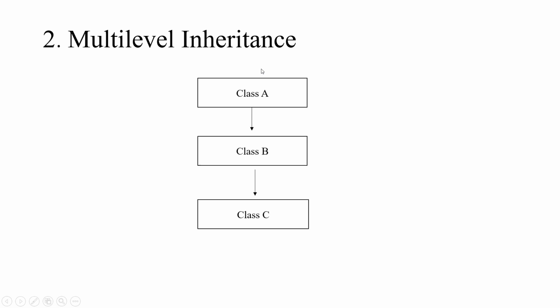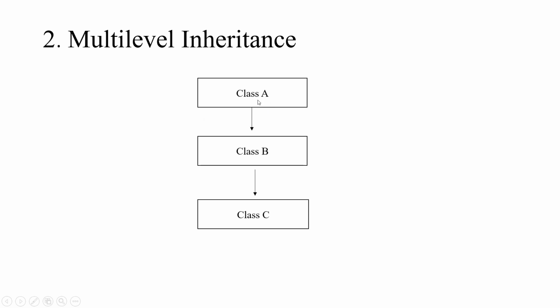Then the second one is multiple inheritance. The process of deriving a class from more than one base class is known as multiple inheritance. So in multiple inheritance there is one derived class but more than one base class. Then what happens in multi-level inheritance? In multi-level inheritance there are two or more base classes and there is one derived class.